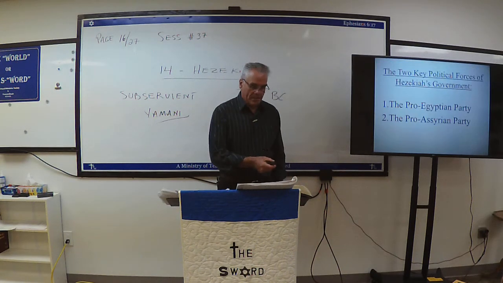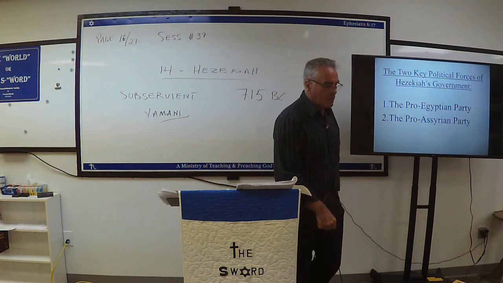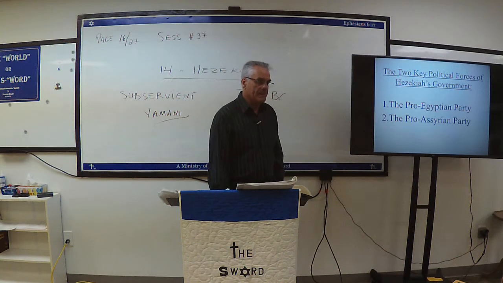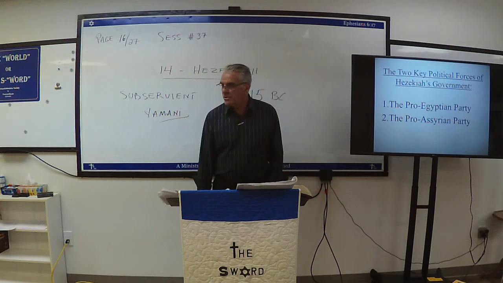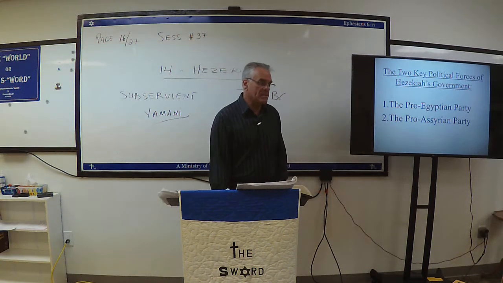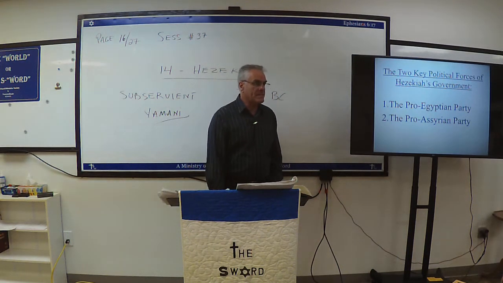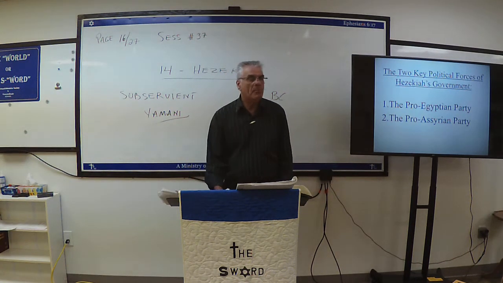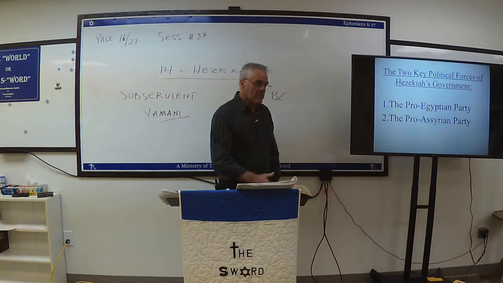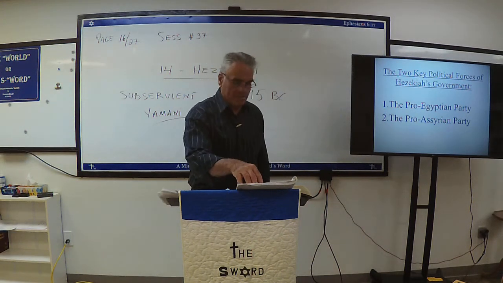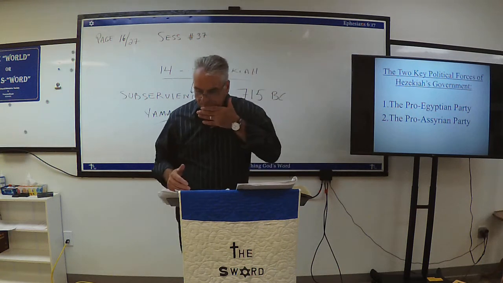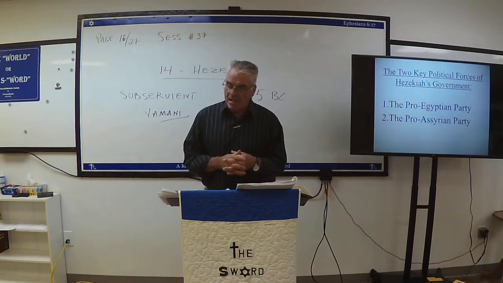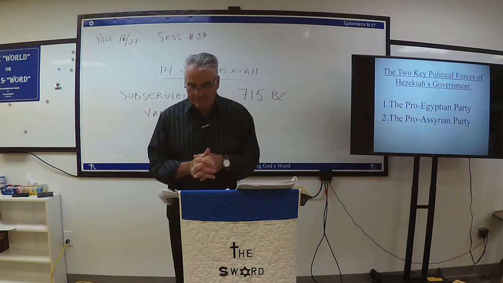Do you remember this? In the time of Hezekiah, there were two key political forces in Hezekiah's government. Those who were pro-Egyptian, placing their trust in Egypt against the Assyrian, and the pro-Assyrian party, meaning we have disobeyed, let them do their job, Jehovah will provide for us and rescue us. Do you remember this? Yeah. Good. You have the pro-Egyptian element and the pro-Assyrian element.